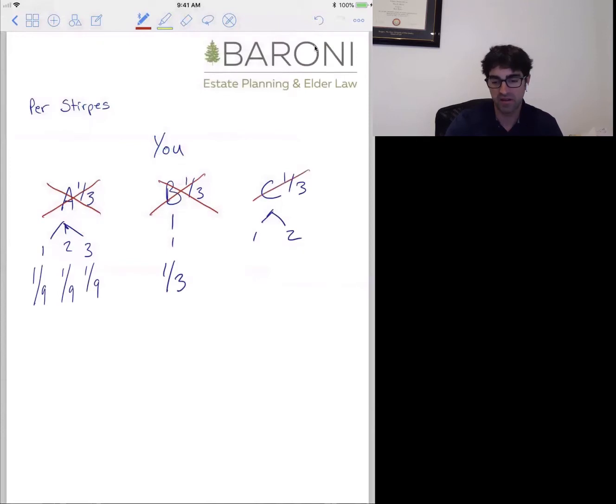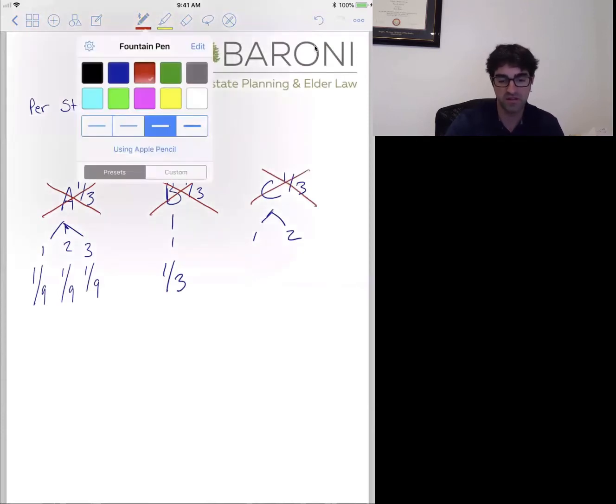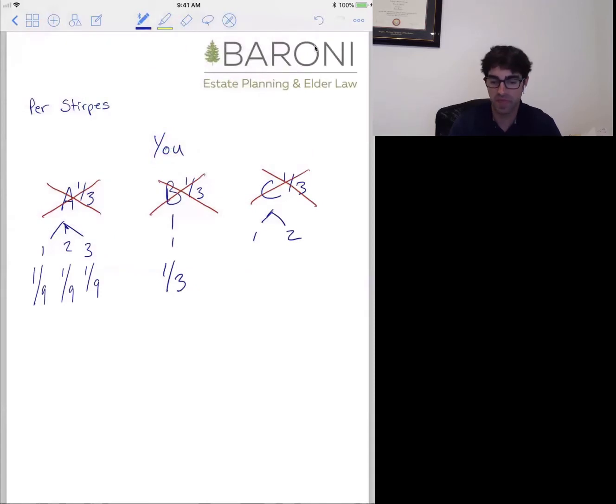So let's take it one step further. Let's say that now C is also deceased before the account holder dies. C's third is going to go to his 2 kids. They're going to take a half of a third, which is a sixth. Okay, so look at the generation of grandchildren here. You have A's 3 kids taking a third of his third, or a ninth. B's 1 child taking a third, and C's 2 children each taking a sixth. Add all that together, it's 100%.